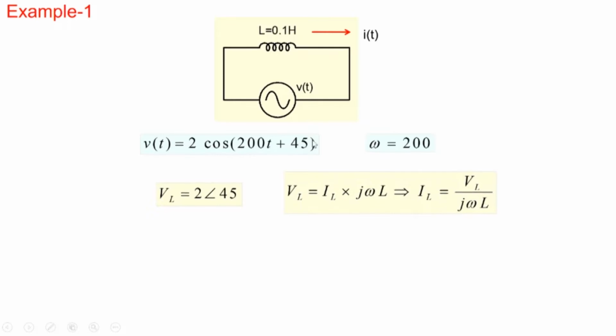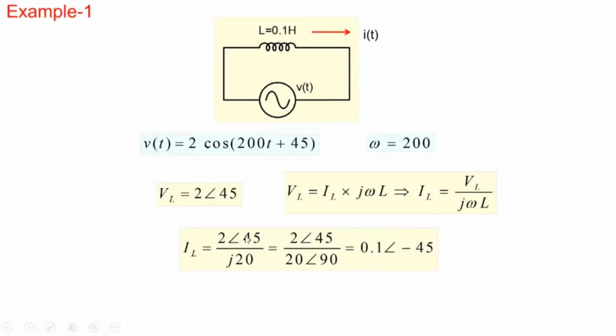And the voltage across the inductor, so we have only one inductor. So VL will be nothing but equal to IL into j omega L. So that's the relationship between phasor voltage and phasor current. So inductor phasor current can be obtained as IL equal to VL by j omega L. So that will be equal to 2 angle 45 divided by j20. j20, if you put omega equal to 200 multiplied by 0.1, gives us 20. So j20 is the impedance of the inductor here. We can write it as 20 angle 90. And we divide the amplitudes and subtract the angles and we get 0.1 angle minus 45.